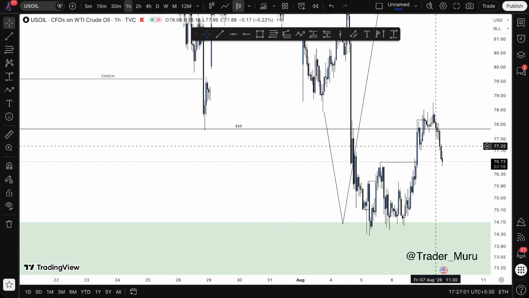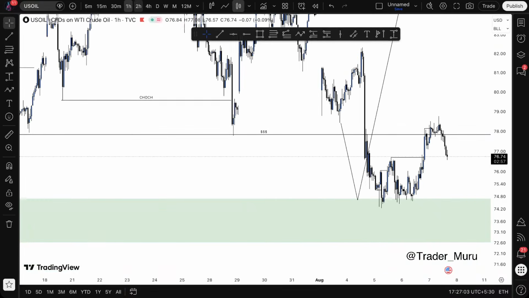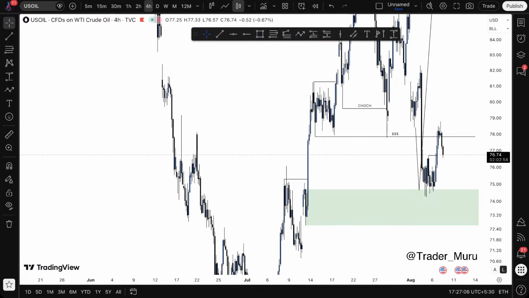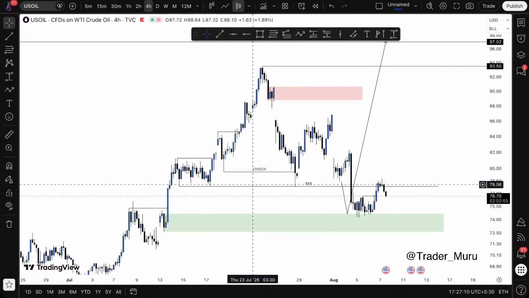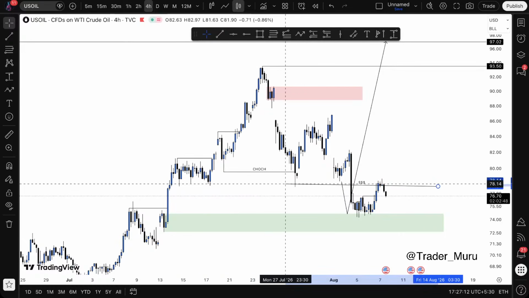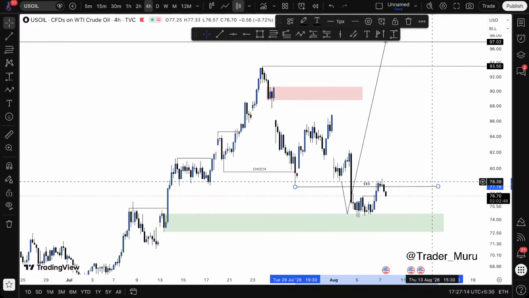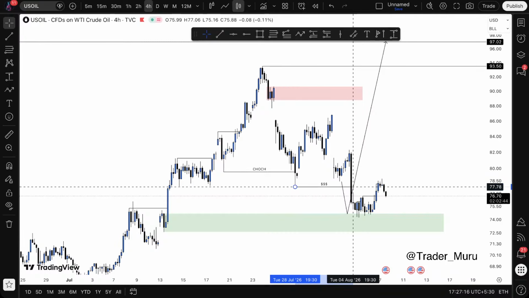4 hour is still bearish. This is our change of character in 4 hour time frame, and this is our new breakout structure in 4 hour time frame. This is our full mitigation block.